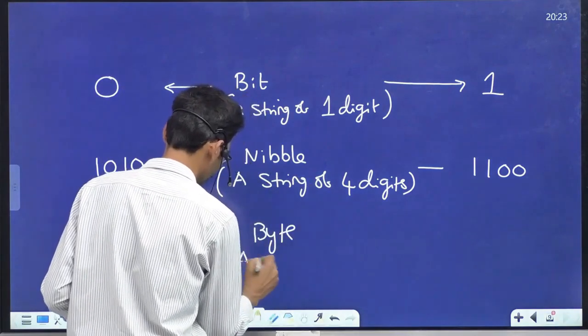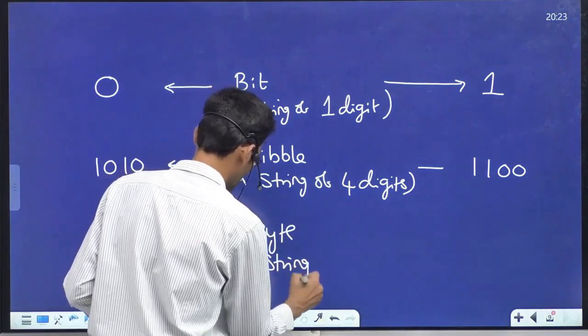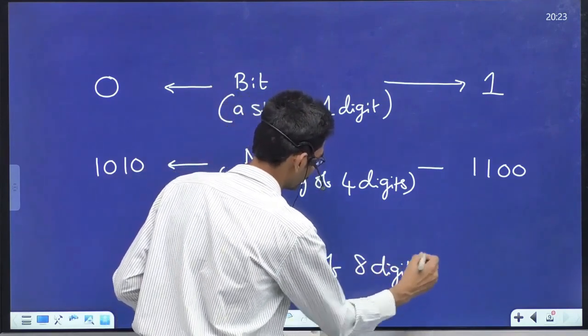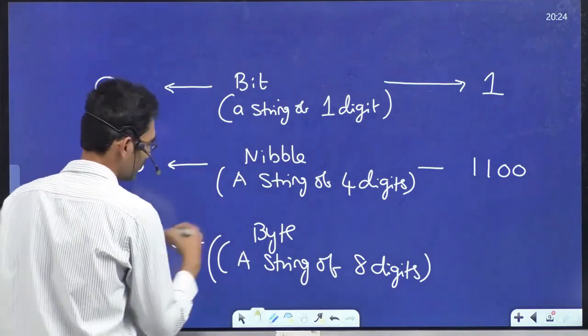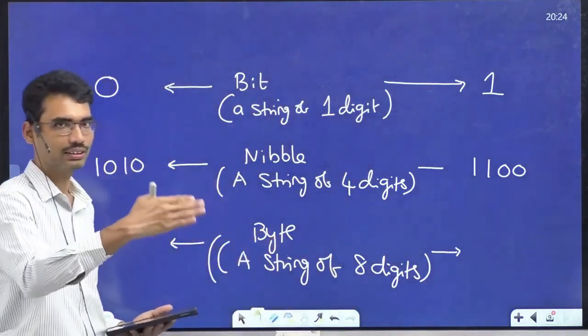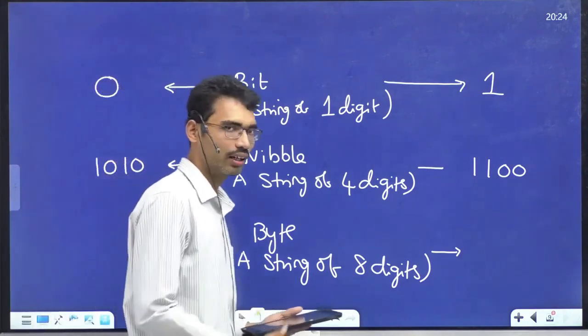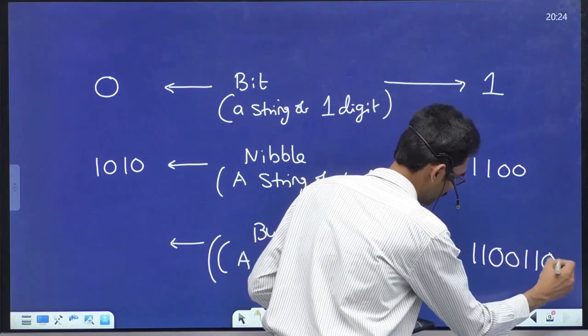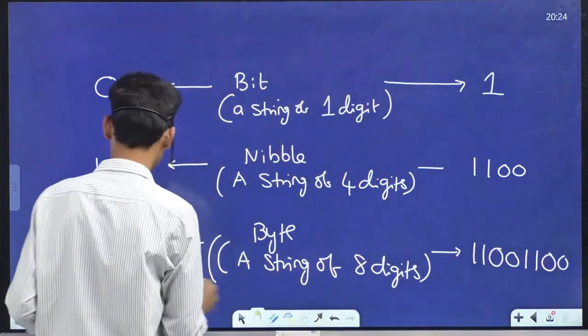Byte. A byte is a string of 8 digits. It has to be continuously 8 bits or 8 digits. You can write anything, but it should be either only 1 or 0.